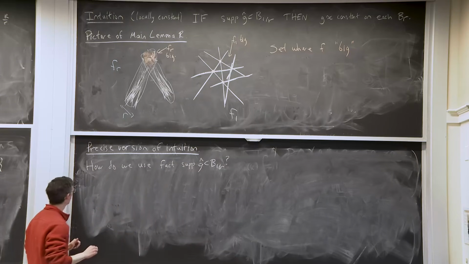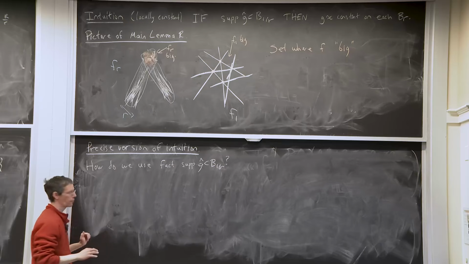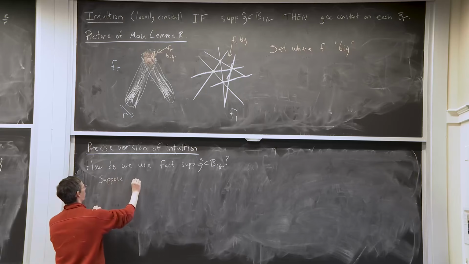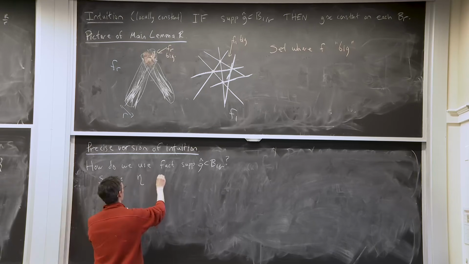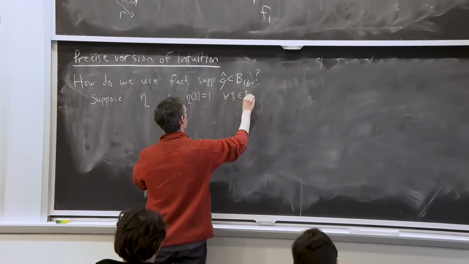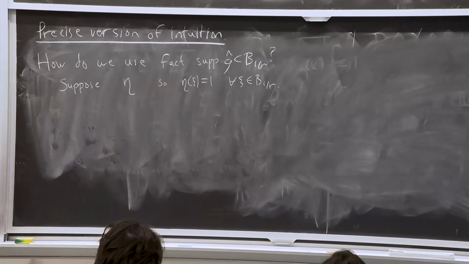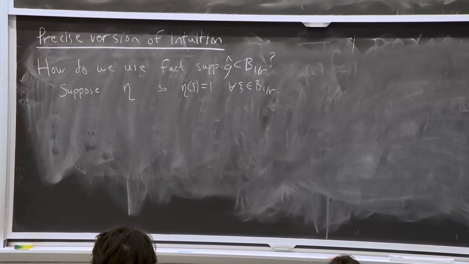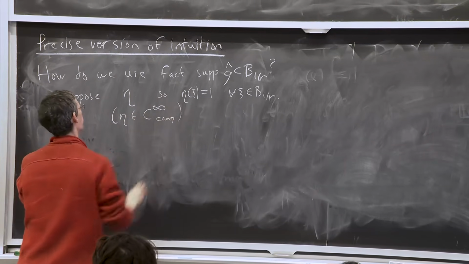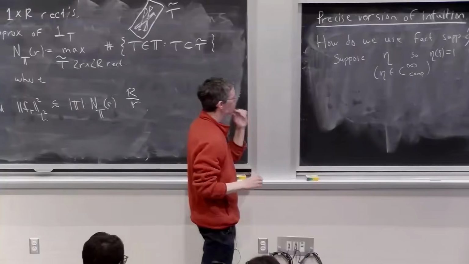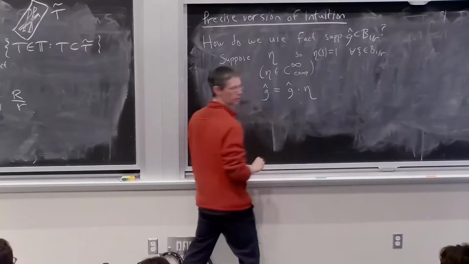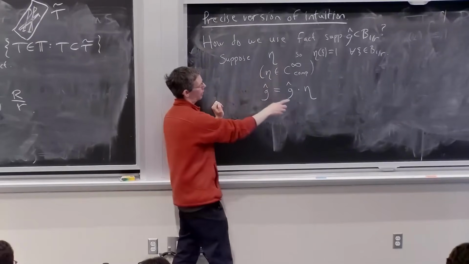There's a nice trick for doing this, which goes like this. Suppose I have a function eta, so that eta of xi is 1 for all the xi in the ball of radius 1 over r. And there are many such functions, and probably the most useful kind is to suppose that eta is also smooth and compactly supported. OK, so g hat is equal to g hat times eta, because g hat is supported on this ball, and eta is 1 on this ball.